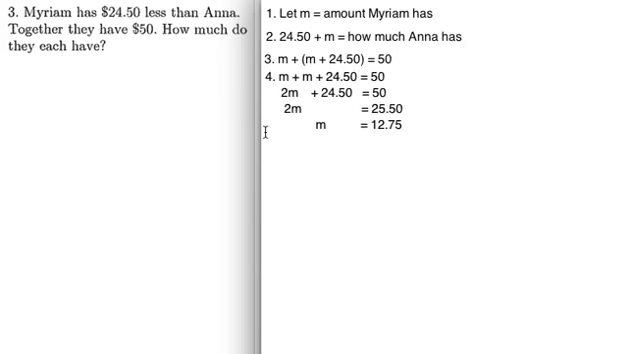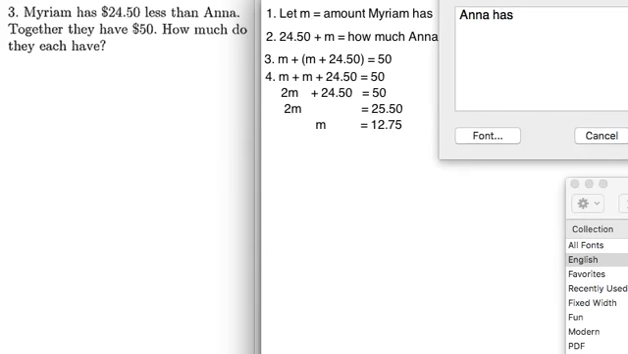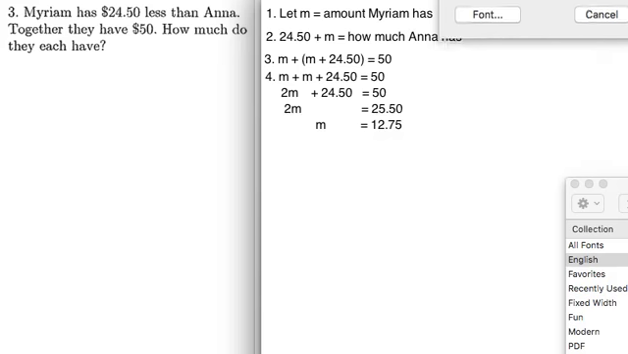So I've done all the solving of this equation from step 3. I got M is 12.75. I say to myself, what does that mean? Well, this is $12.75. I've got to make sure to include my units in my final answer. If that's how much Miriam has, then I'd add $24.50 to that to find out how much Anna has. So that would mean Anna has $37.25. I just got that by doing $12.75 plus $24.50. Just writing that there so we can keep track.